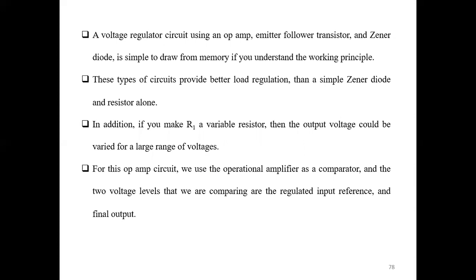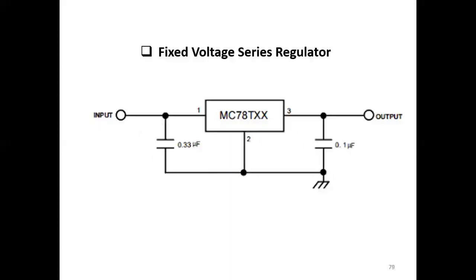In addition, if we make R1 a variable resistor, then the output voltage could be varied over a large range of voltages. For this op-amp circuit, we use the operational amplifier as a comparator, and the two voltage levels we are comparing are the regulator input reference and the final output.